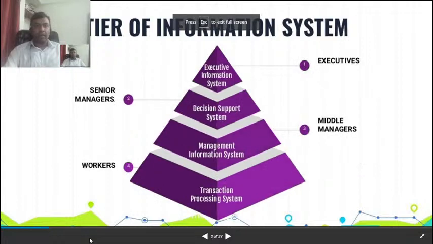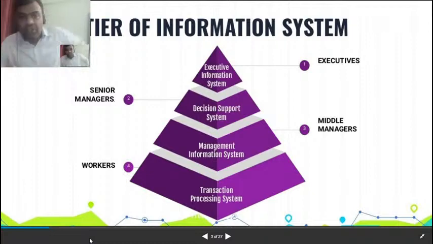So the tiers of information systems we have discussed. At the transaction processing system there are operational level problems. Workers or frontline managers will be able to manage those problems, and whatever data they require is at the initial level. Middle managers require a management information system. Decision support system is again for senior managers, maybe the head of sales, head of finance department, head of logistics department. They require a decision support system. There are two kinds of decision support system problems which we have discussed: programmable and non-programmable.